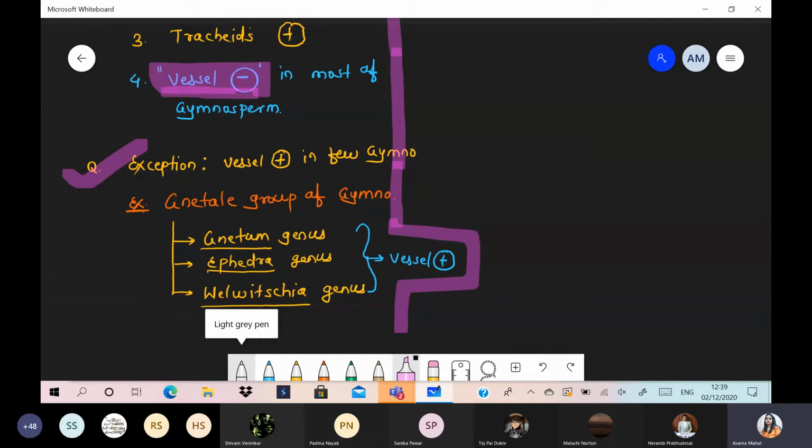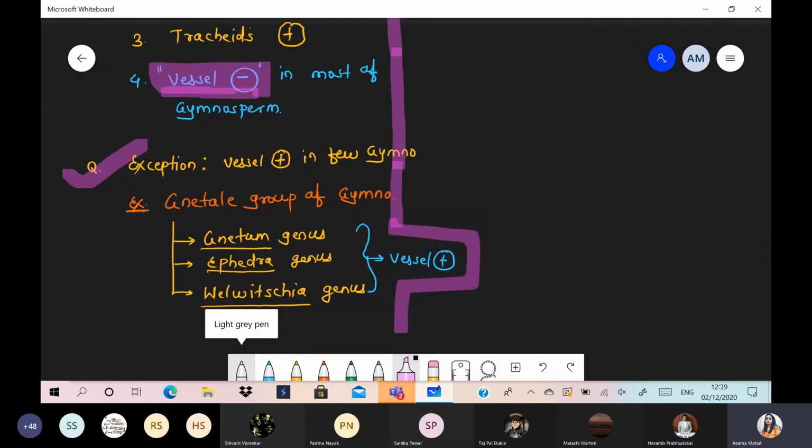But we are talking about some exception cases where vessels are present. Here are the three examples belonging to the Gnetales group of the gymnosperm: Gnetum, Ephedra and Welwitschia. I already told you in this chapter there is no need to remember the examples, because there are four to five examples, and maximum questions come related to Cycas and Pinus, so you can easily understand those examples. Use photo memory here to understand the gymnospermic examples.